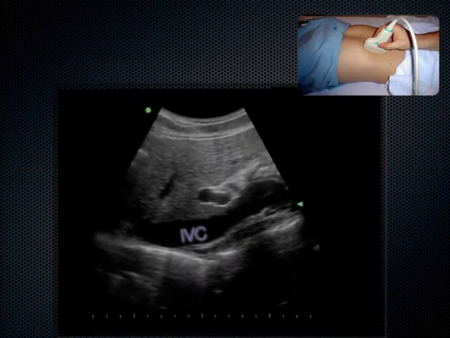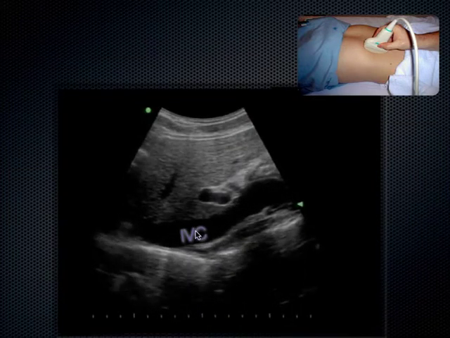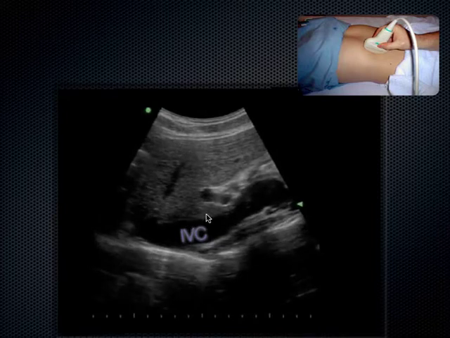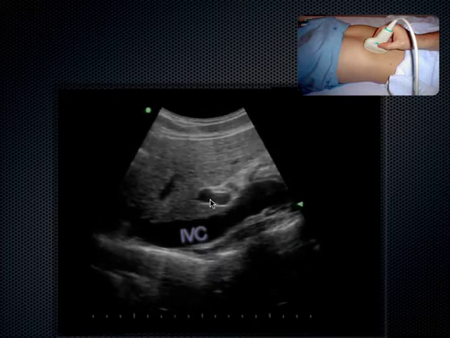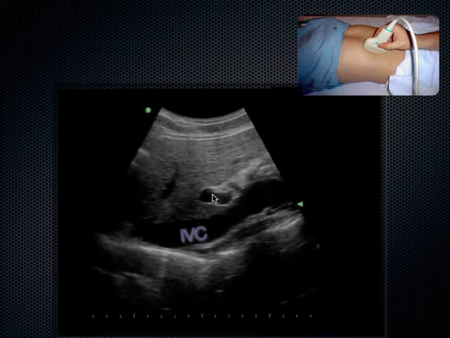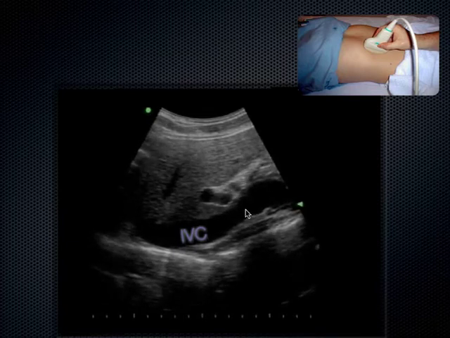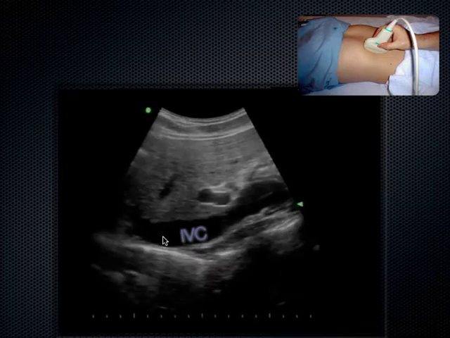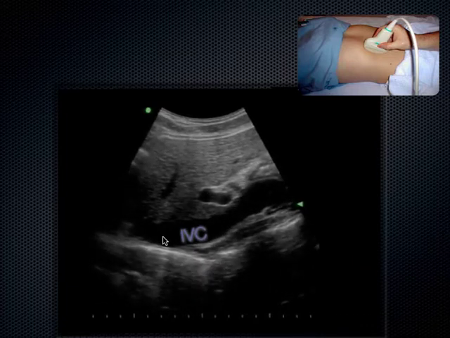So, what does it look like? This is the IVC right here. Okay, I see it going along. The IVC has very thin, flat, black walls, as opposed to the portal vein that has very hyperechoic walls. Okay? And this is a patient who's breathing in and out and has a 2 centimeter IVC that is not changing at all with respiration. So this patient would have a CVP greater than 10 millimeters of mercury. Adequately hydrated.